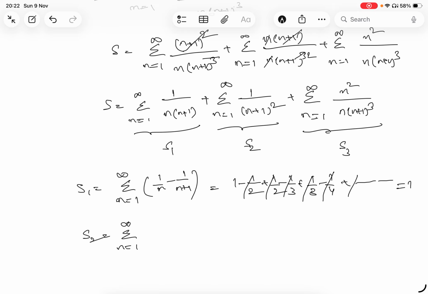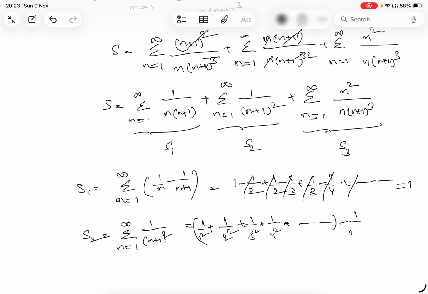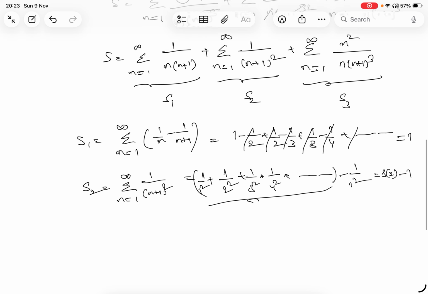Then S2 is summation n equal to 1 to infinity 1 by n plus 1 whole square, which is, if n equal to 1, 1 by 2 square plus 1 by 3 square plus 1 by 4 square, and so on. This is a Riemann zeta function, right? But the 1 is missing. So add 1 by 1 square and subtract 1 by 1 square. This is a Riemann zeta function of 2 minus 1.